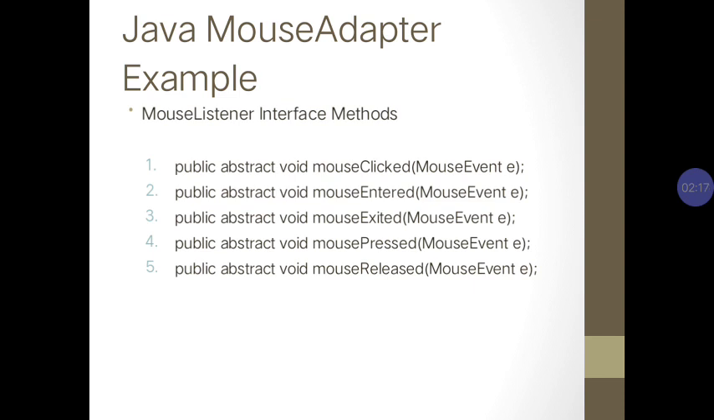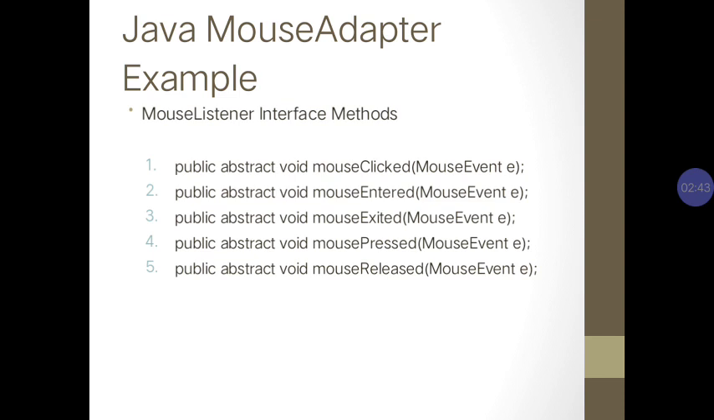The first method is public abstract void mouseClicked. Second method is public abstract void mouseEntered. Third, public abstract void mouseExited. Fourth, public abstract void mousePressed. Fifth one, public abstract void mouseReleased. All these 5 methods we have to override in the class which implements this interface.